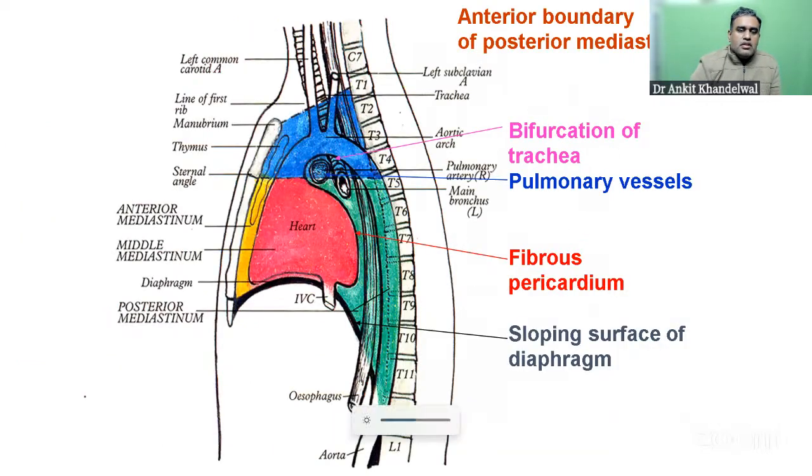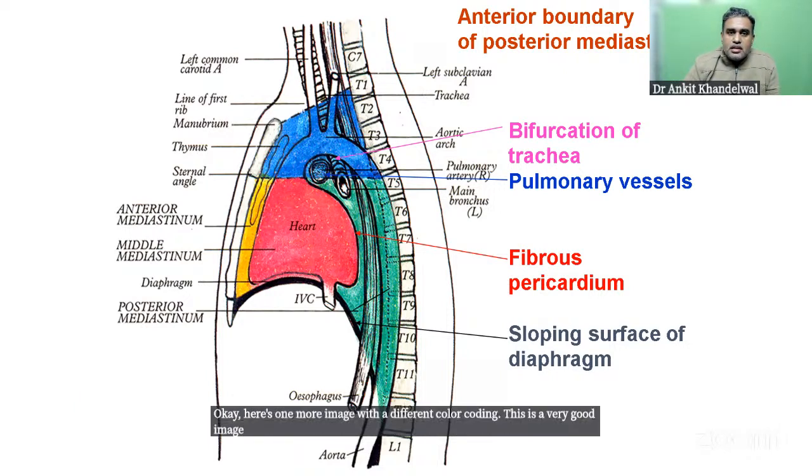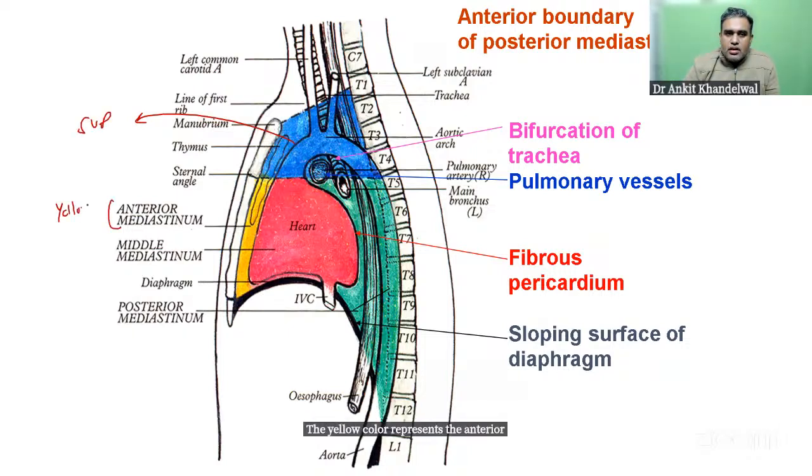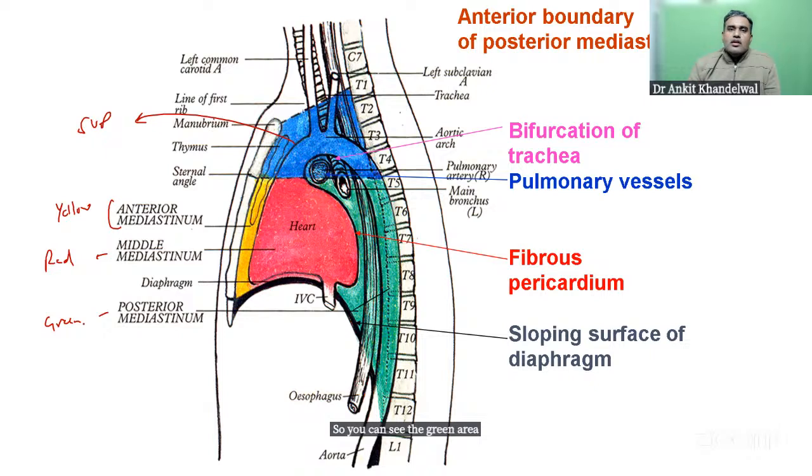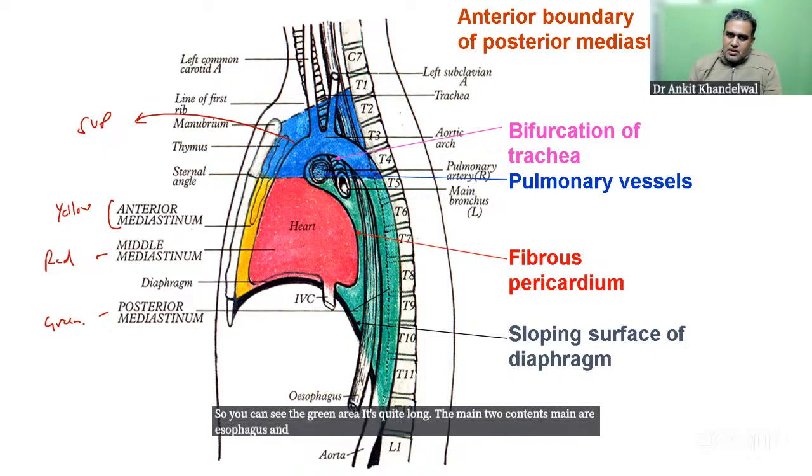Okay, here's one more image with a different color coding. This is a very good image. The blue color is representing which mediastinum? If you're thinking superior, very good. The yellow color represents the anterior. The red color, the middle. And the green color represents the posterior mediastinum. I hope it is clear. So you can see the green area is quite long. The main two contents in the posterior mediastinum are the esophagus and aorta.